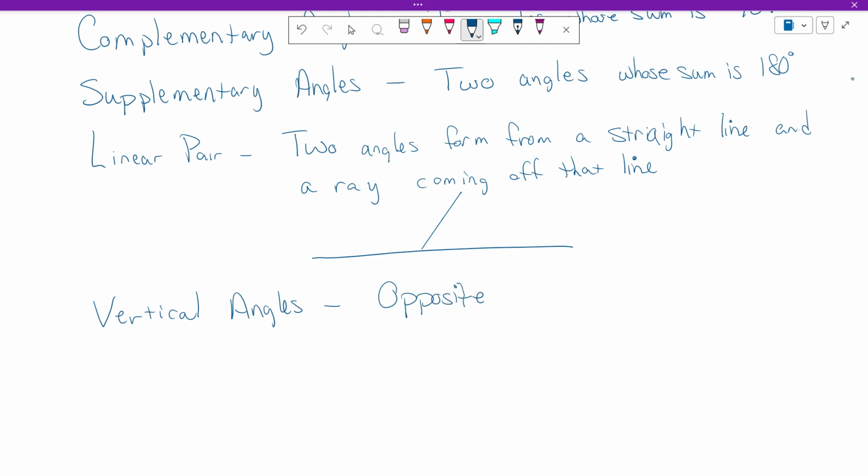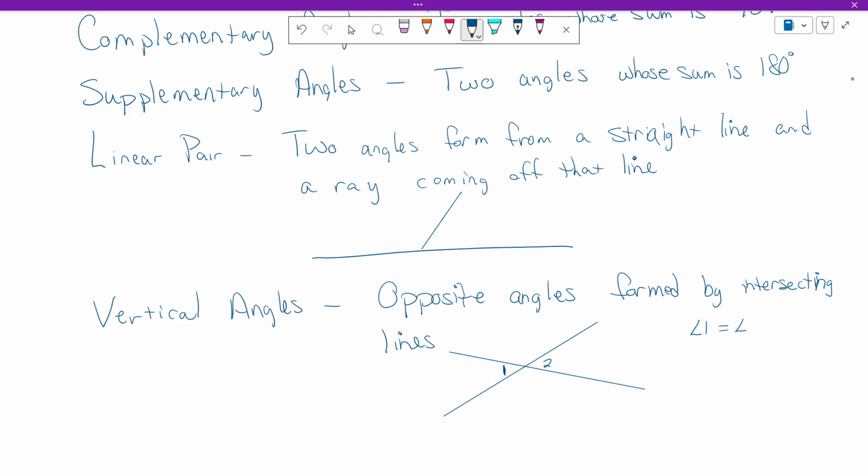Vertical angles are opposite angles formed by intersecting lines. Like angles 1 and 2. And what happens is vertical angles are congruent.